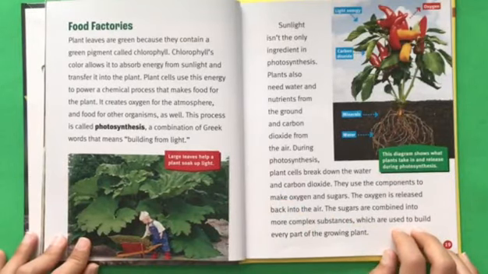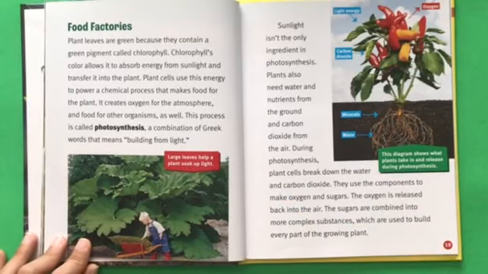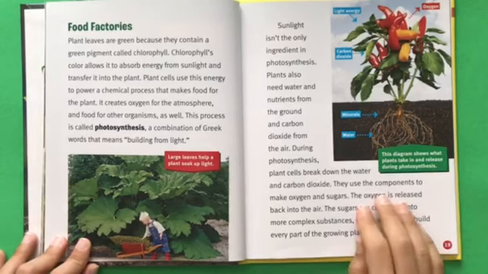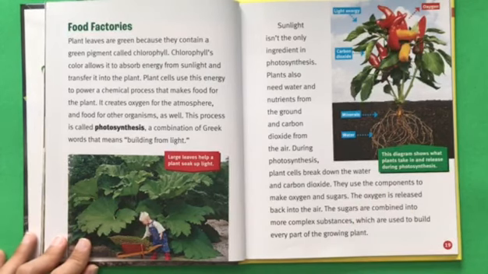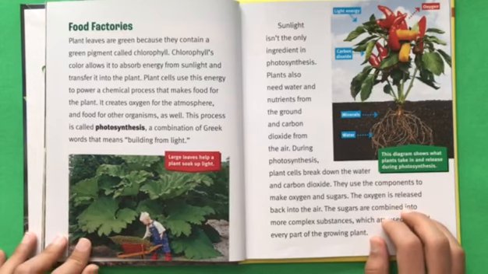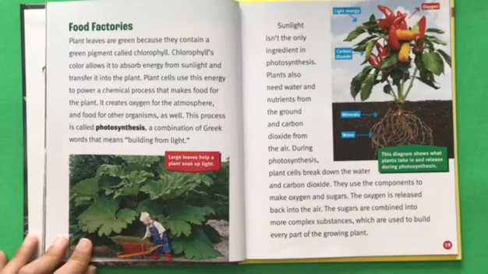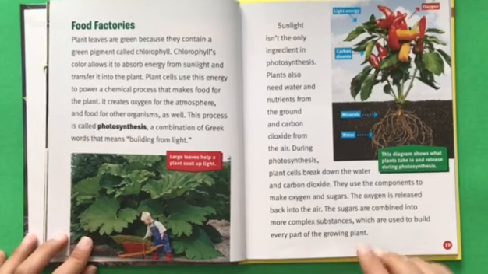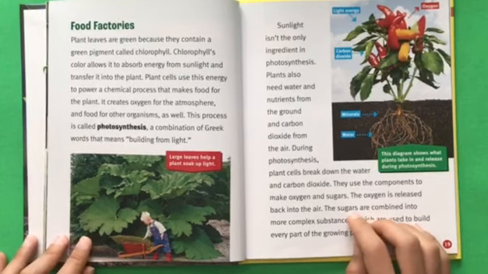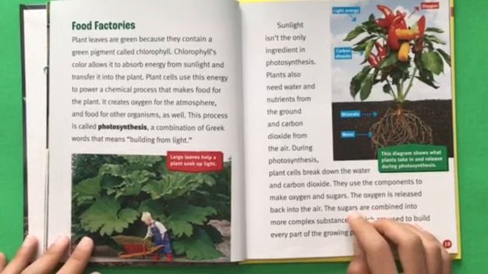Food factories. Plant leaves are green because they contain a green pigment called chlorophyll. Chlorophyll's color allows it to absorb energy from sunlight and transfer it into the plant. Plant cells use this energy to power a chemical process that makes food for the plant. It creates oxygen for the atmosphere and food for other organisms as well. This process is called photosynthesis, a combination of Greek words that mean building from light.